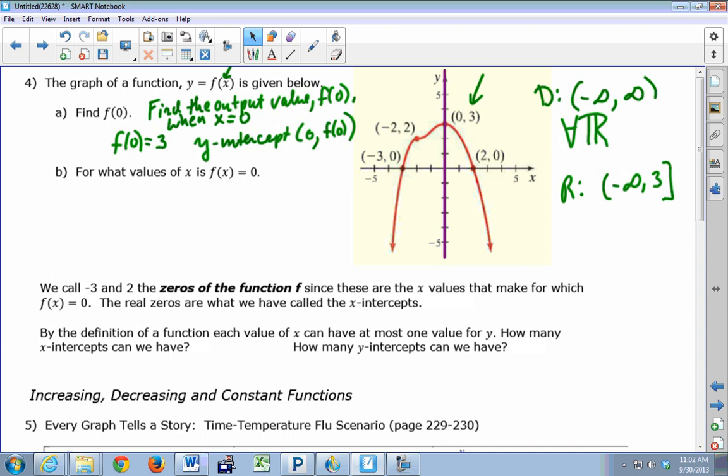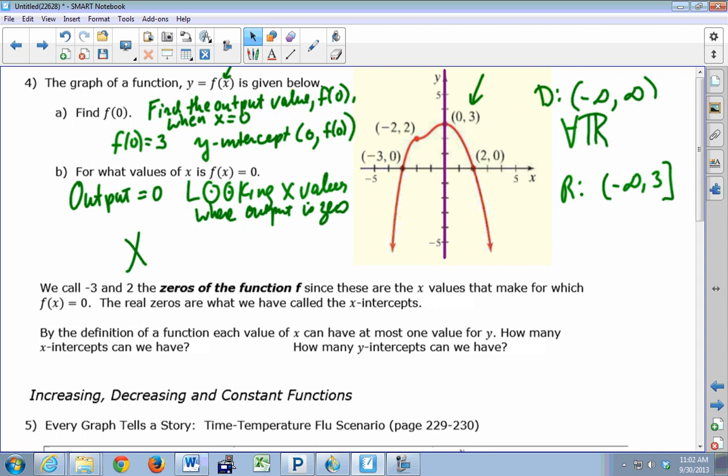Now it says, for what values of x is f of x equal to 0? So this is a little different question. F of x equals 0 says my output is 0. So now I'm going to be looking for output equal to 0 and looking for the x values where my output from my function is 0. So what x values have my output equal to 0?